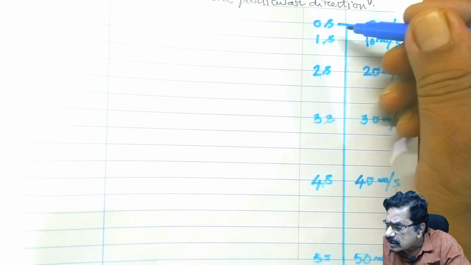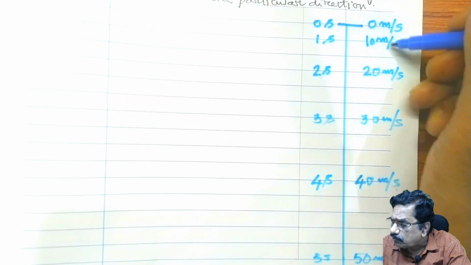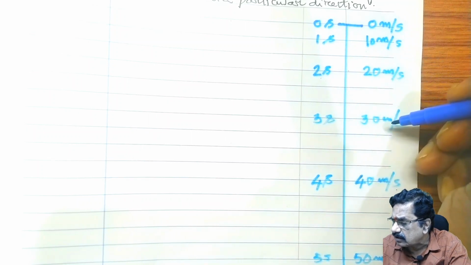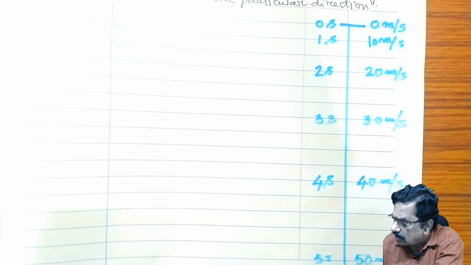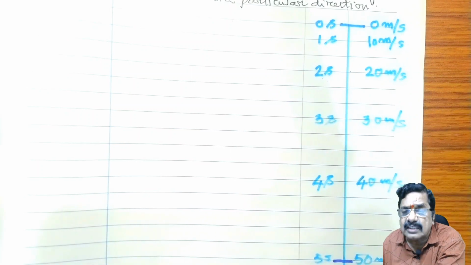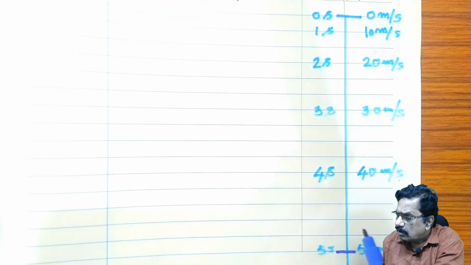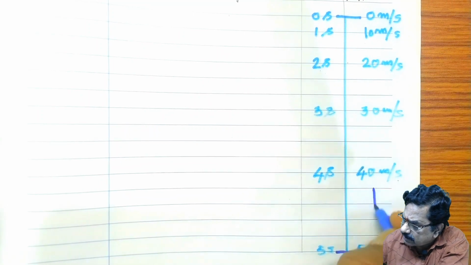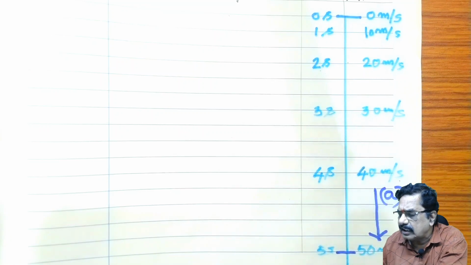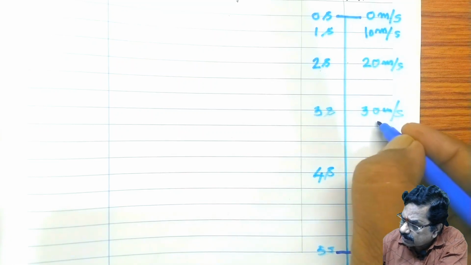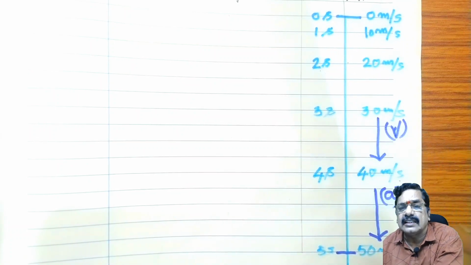Observe carefully, in each and every second, 10 is increasing. After 1 second 10, next 10 plus 10 is 20, then 20 plus 10 is 30. Like that every time it is increasing by 10 meter per second. Velocity is increasing, which means it is having acceleration. Now the direction of the acceleration is downward. Acceleration is indicated by A. And the velocity direction is also downward only. You have to remember, velocity also is like that only.